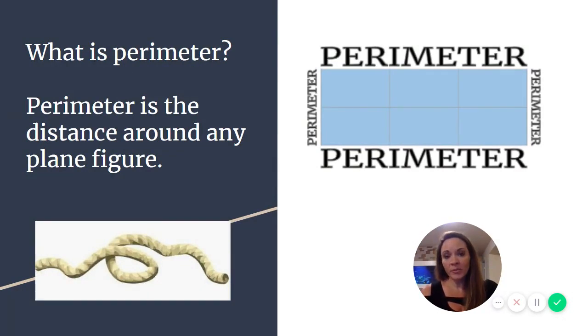When might we want to know perimeter in real life? Perhaps you want to put up a new fence around your backyard, or your teacher asks you to put up the bulletin board border, or maybe you want to make a picture frame. These are all situations where you would need to know the perimeter.